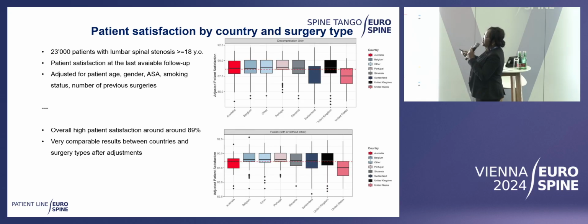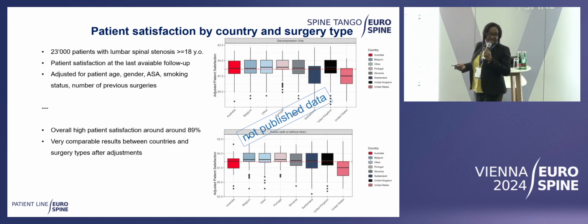So the patient satisfaction is available at follow-up. We adjust it for patient age, gender, the ASA grades, smoking status, and the number of previous surgeries that are done. And you can see that the results are very comparable between countries and surgery types after we've done a few adjustments. So this is not published data, but this is data that is available in the Spine Tango database for which we can produce that information.